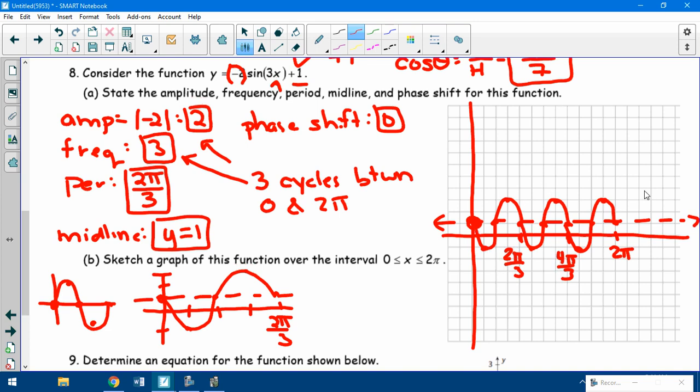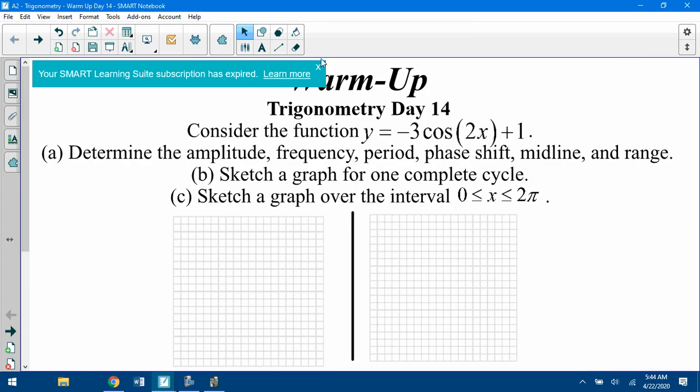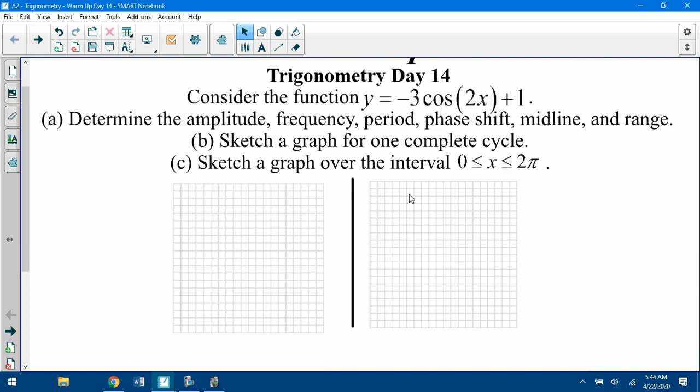Okay, if we flip over to the warm-up, we got some more graphing for today. Consider the function y equals -3 cosine of 2x plus 1. Amplitude, frequency, period, phase shift, midline, and range. Do that. And then sketch a graph for one complete cycle. That's for B. And sketch a graph over the interval from 0 to 2 pi. That's for C. Okay, so why don't you try that? Pause the video. Graphing is probably the hardest part of this unit. We just went over that question on the homework. So see if you can do this one. Go for it.